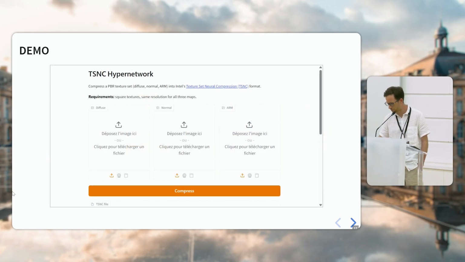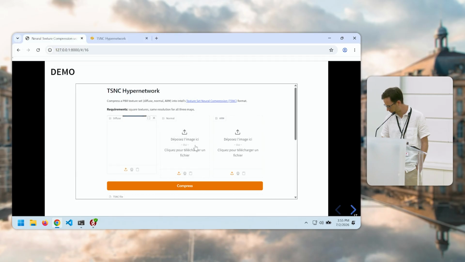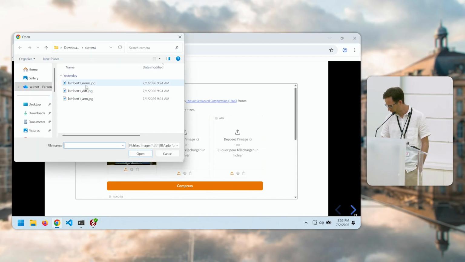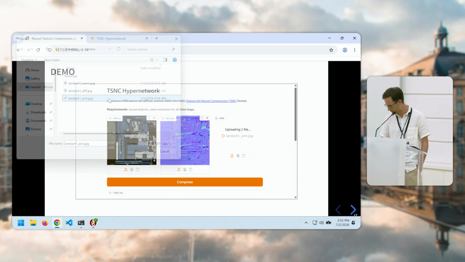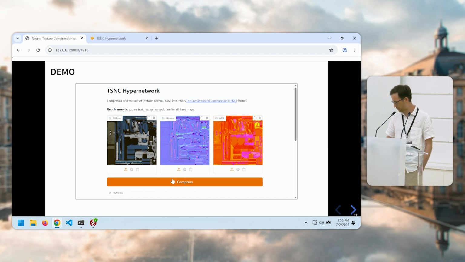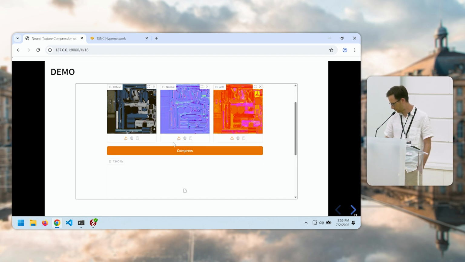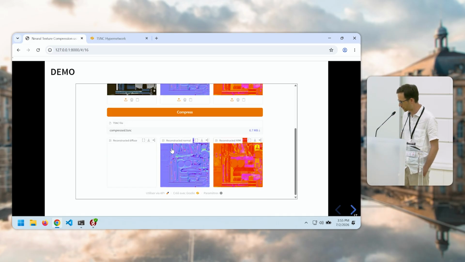So I will try to do a little demo here to just show you that it actually is running fast. I have my computer at the office, which is running the same GPU that was used to record the video of the optimization process. And if I hit compress, in a few seconds, we'll have it.